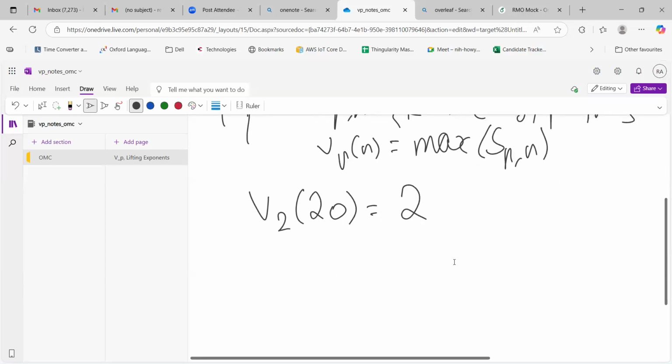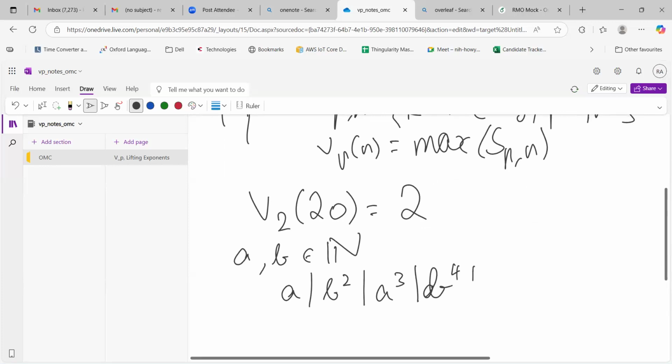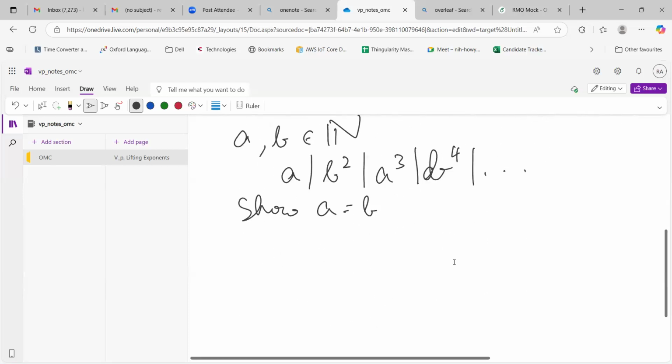For example, suppose A and B are natural numbers that satisfy the property that A divides B square, and B square divides A cube, and A cube divides B to the power 4, and so on. You want to show that A equals B. VP is very helpful here because first of all, if A divides B, can we try and relate VP of A and VP of B for any prime P?